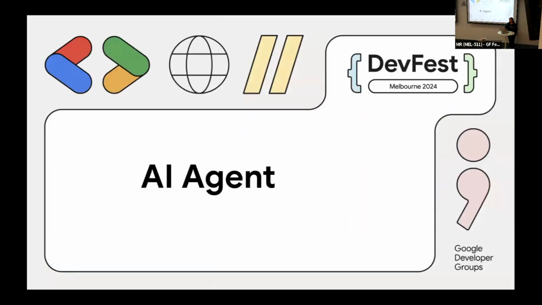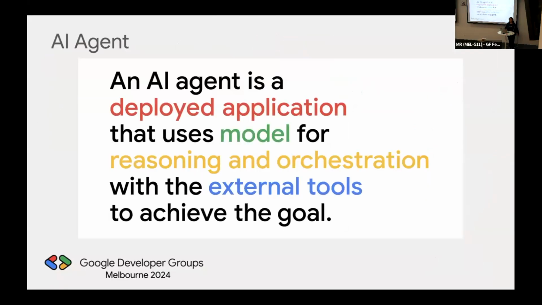Now it comes to the picture of the AI agent. From the plain LLM model, we add RAG, and then from RAG we move to the AI agent. What is an AI agent? An AI agent is a deployed application that uses the LLM model for reasoning and orchestration with external tools to achieve different goals. The example I gave you is currency exchange, but of course you can deal with different variables. Maybe you want to call a radar API, a traffic API, all those things, right?